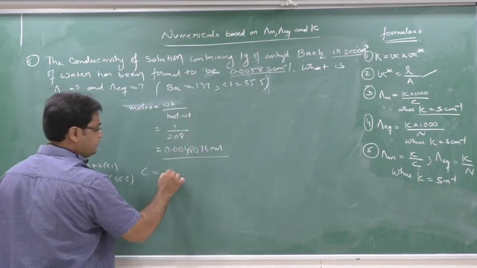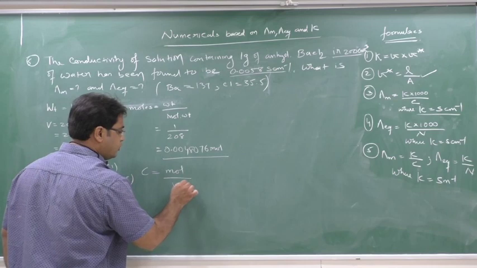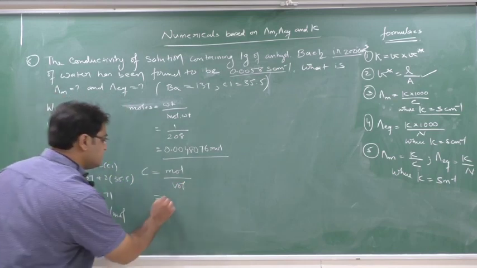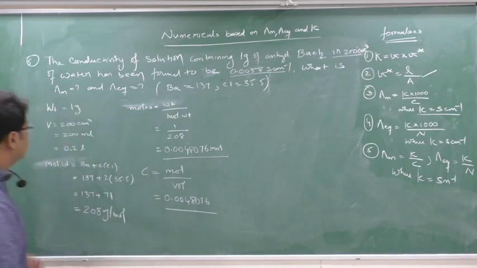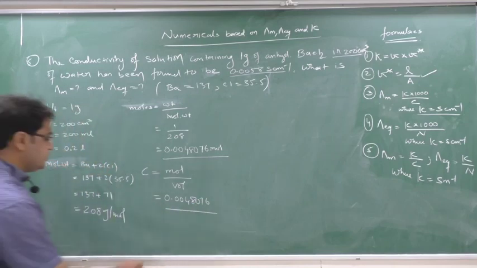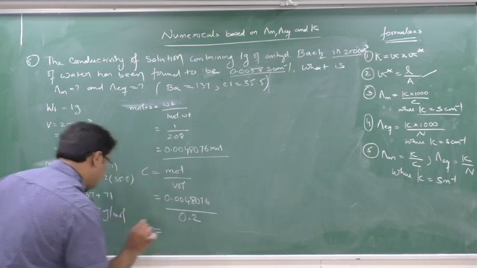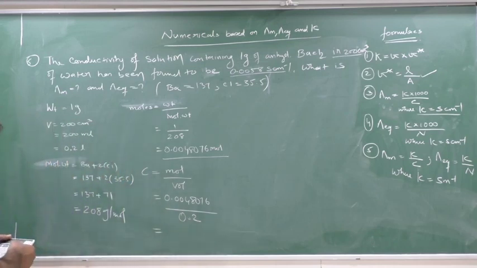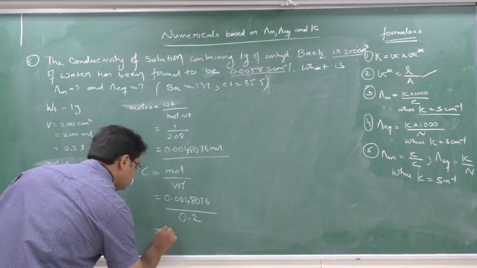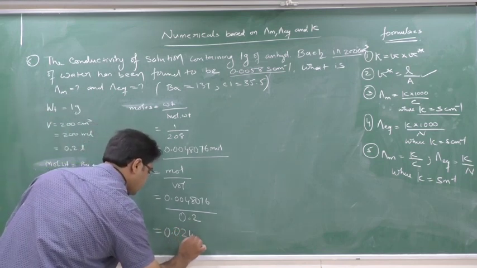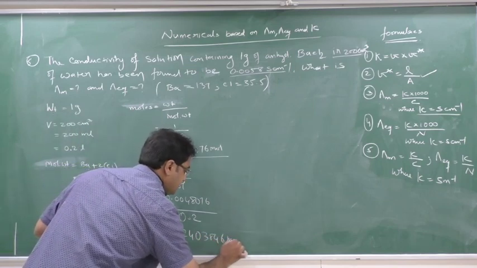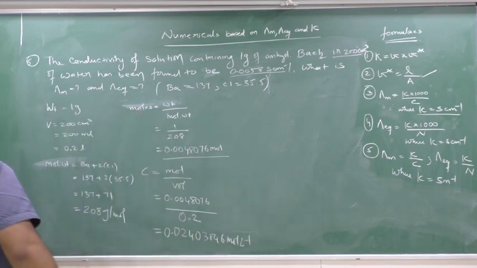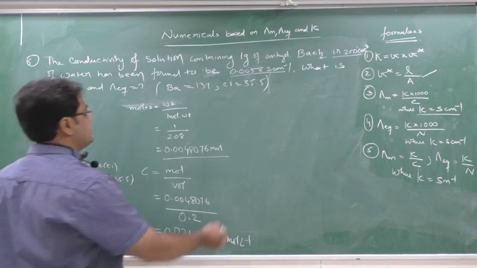Now first we will calculate concentration C. C means mole per liter, that is mole by volume, no? The mole is 0.0048076 by volume, and the volume should be in terms of liter, that is 0.2. So you get the answer as 0.0048076 divided by 0.2, which is 0.02403846 mole per liter.